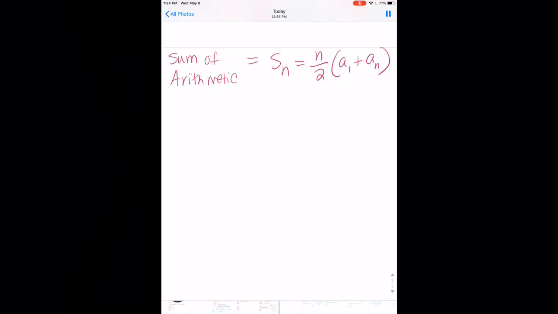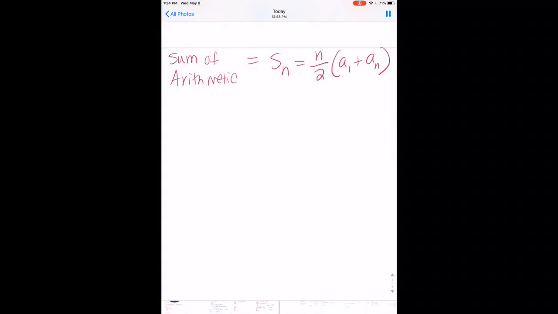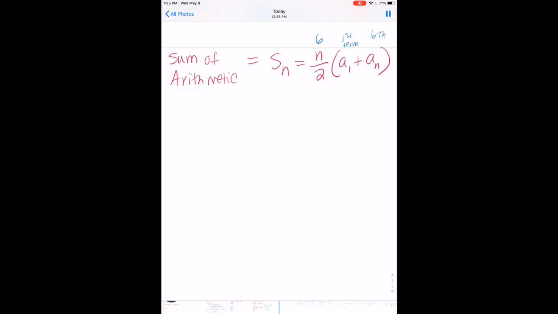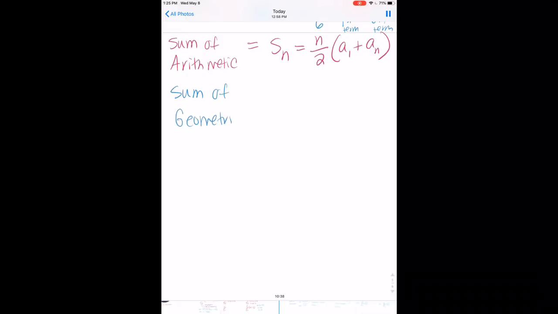And I think it's pretty self-explanatory. N is how many terms you have. So let's say that you had 6 terms or something like that. Then you would put 6 there, and that'd be your first term, and A sub n would be your 6th term, and that formula would work every time. So let's go to the formula for geometric. I'm just going to speed myself up a little bit.